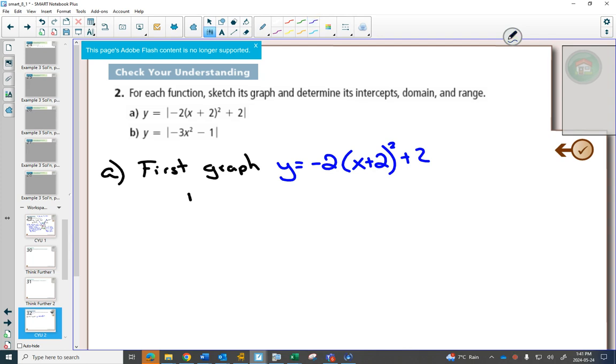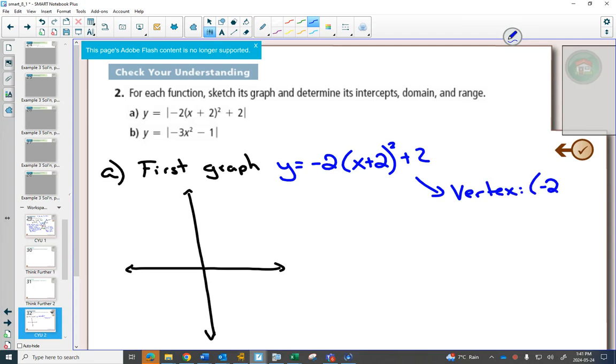So if we first graph y equals negative 2, x plus 2 squared plus 2. Do you remember that you could find the vertex of this one quite easily? It's going to be at negative 2, comma 2. So I go to my graph, and I go negative 2, comma 2. That will be my vertex.